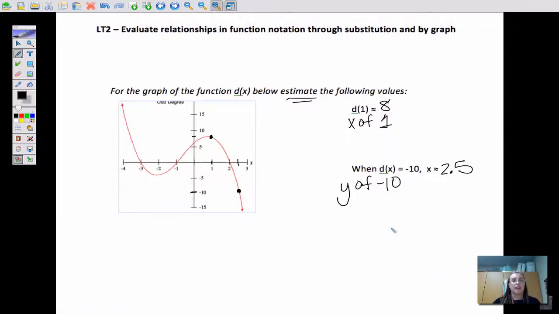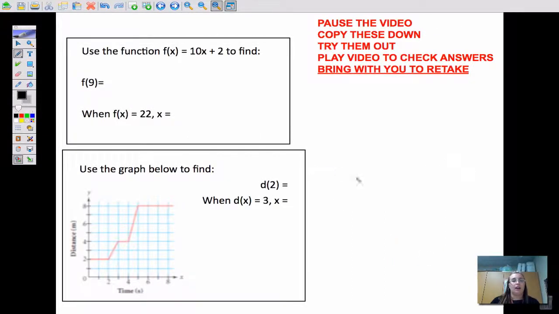So I want you to try this. I've got a function and a graph. Here's your directions. Pause the video, copy down the problems, try to find the answers. When you're ready, then you're going to play the video and you're going to check your answers, and then this is the big one, bring it with you to your retake.